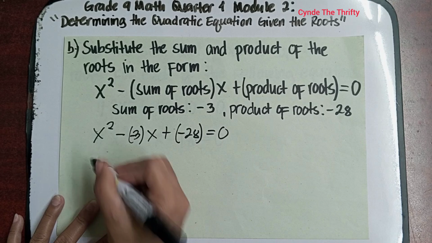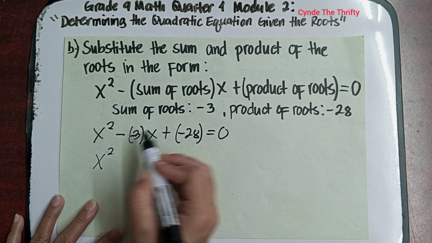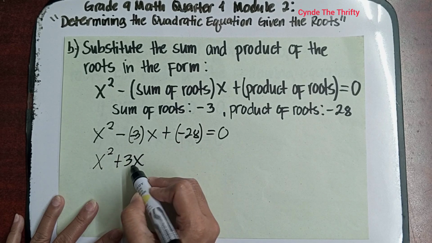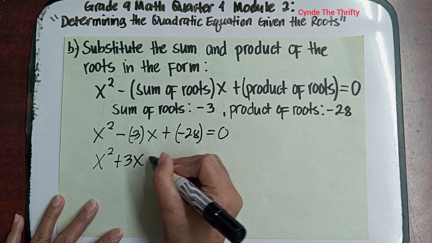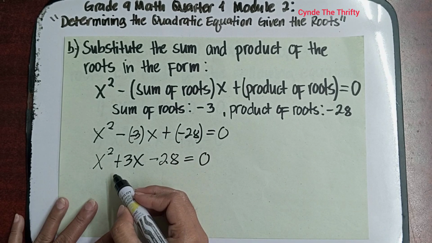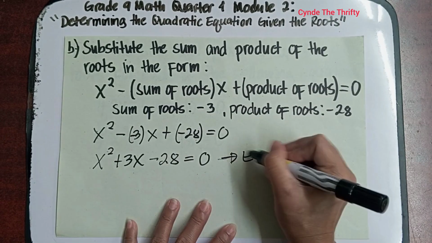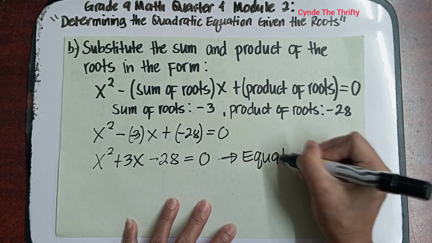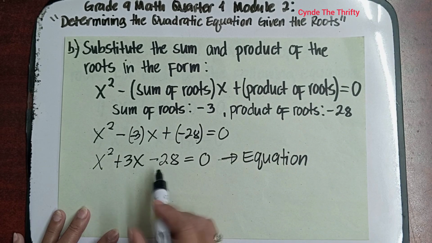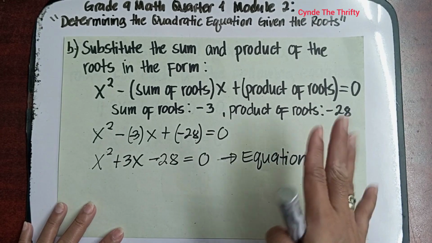So, ipagpatuloy na natin. X squared, negative times negative is equal to positive 3x, kasi 3 times x is 3x. Positive and negative is negative 28 is equal to 0. Okay, so ito na yung equation natin. This is already our equation. Ang equation natin is x squared plus 3x minus 28 is equal to 0. Mahirap ba? Hindi. Napakadali niya lang.